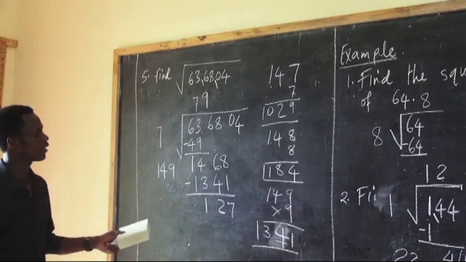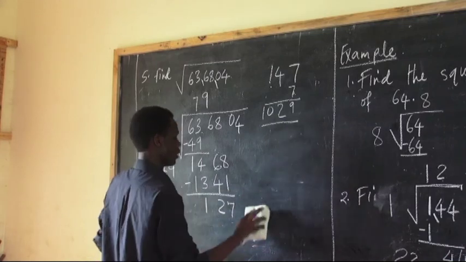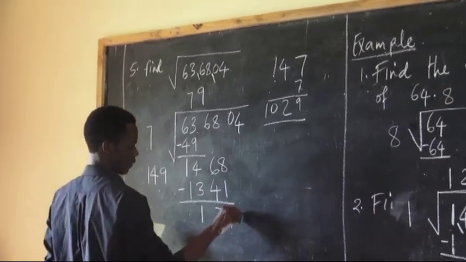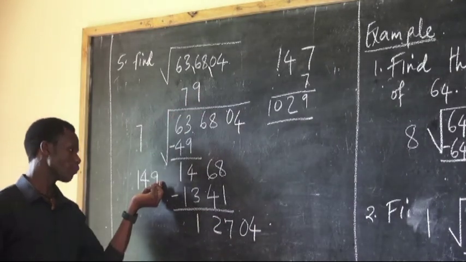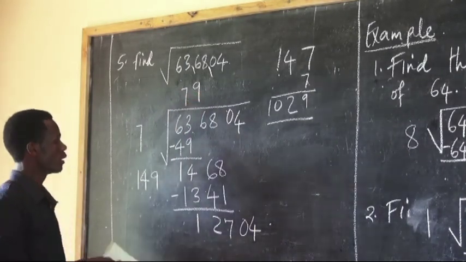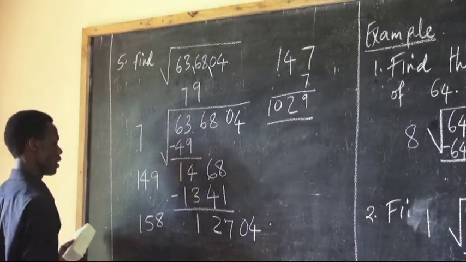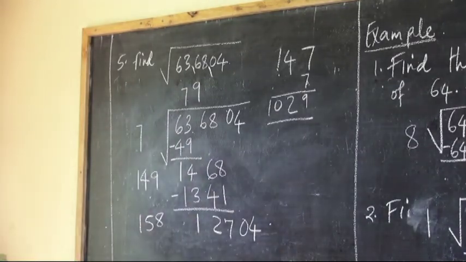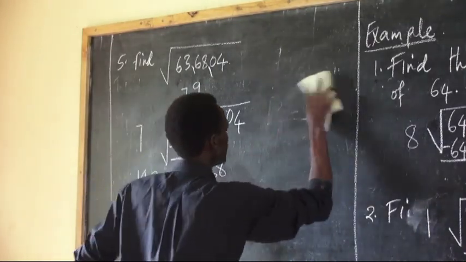So it is 127. We need to drop the next group of the number. Now the next group is 04. But I said earlier, you take this 9, then you add it up here. Then plus 9, it will become 158. So remember, we just want to get this one. So the same method will be used here.